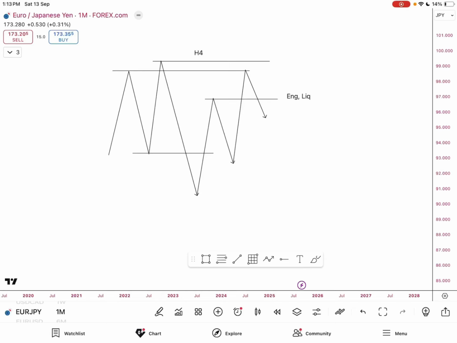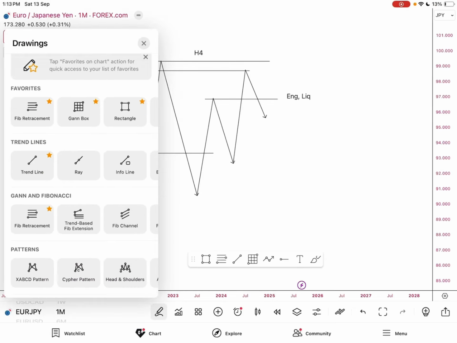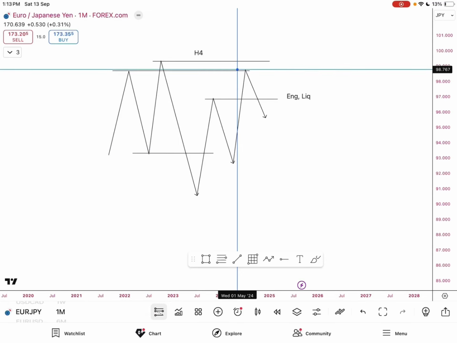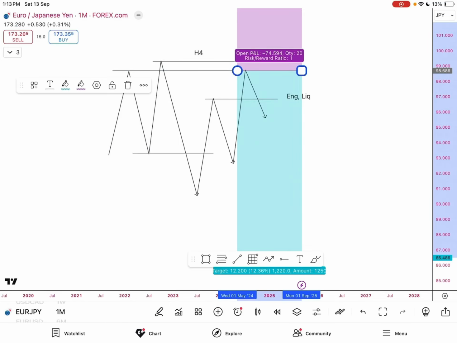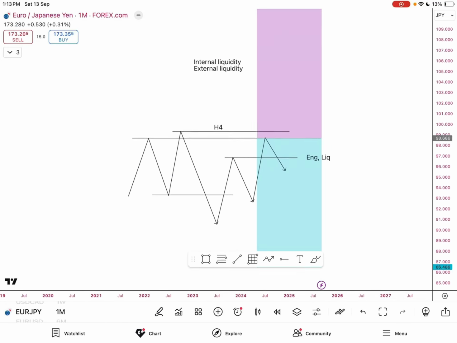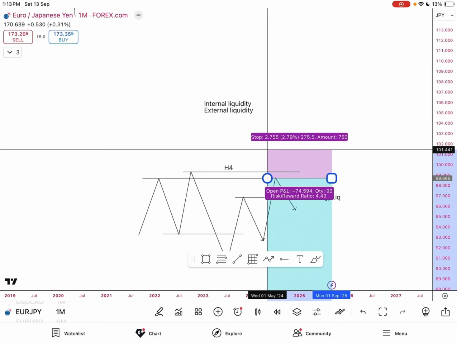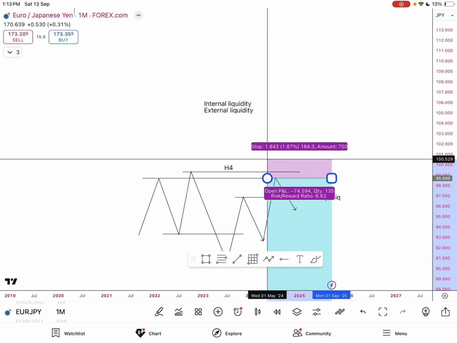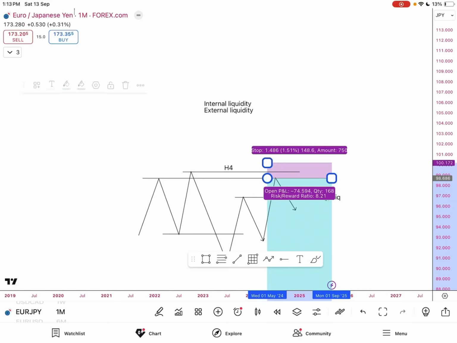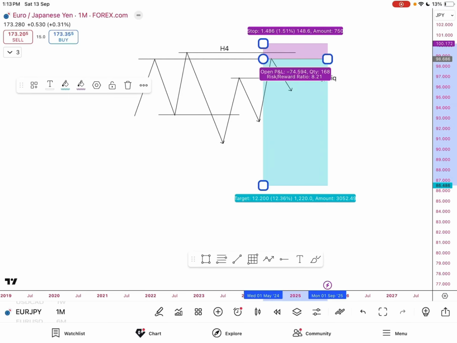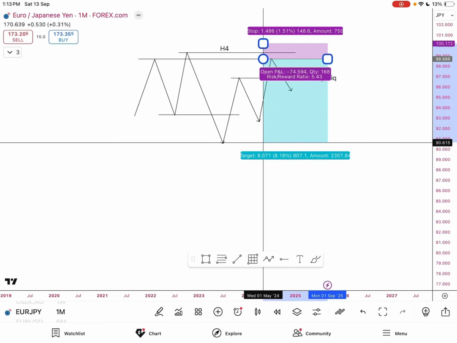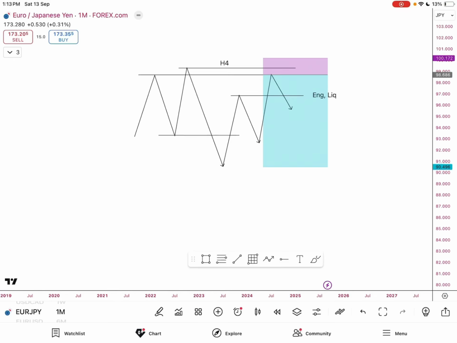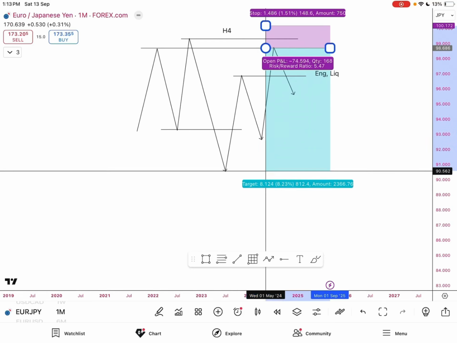And many people think that okay, we can enter directly on this QM like this. If you want to enter directly, the stop loss is 20 pips. You can set up to a 20 pips stop loss, and you can target like this low for a direct entry.